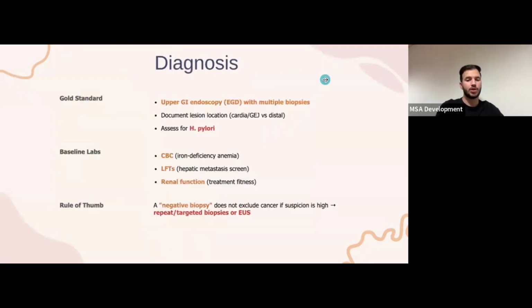How do we diagnose gastric carcinoma? First of all, the gold standard is upper GI endoscopy, and we take multiple biopsies and assess for H. pylori. What baseline labs do we need? We need CBC, liver function tests, and renal function tests. And we must not forget the rule of thumb, which tells us that if we have a negative biopsy and the patient is high risk, then we still suspect he may have gastric cancer. We either repeat the biopsy or repeat the endoscopy.